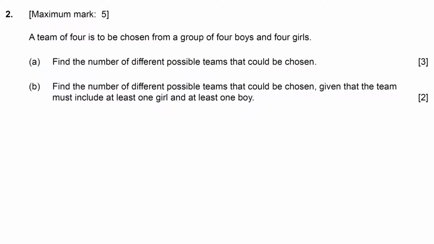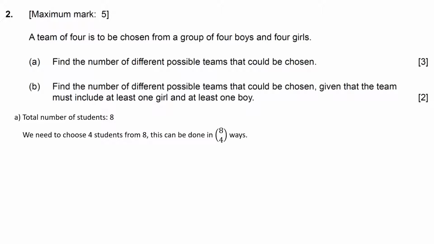So this first part is relatively simple. We need to know that the total number of students is 8, 4 boys and 4 girls. From these 8 students, we need to choose 4. And it's clearly a situation in which we must use combinations. So it can be done in 8 choose 4 ways. And in the formula booklet, there's a formula. And then this being a non-calculator paper, we cannot use the calculator, so we must use the formula.